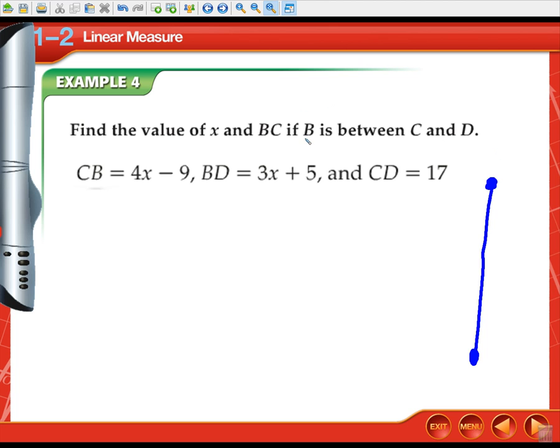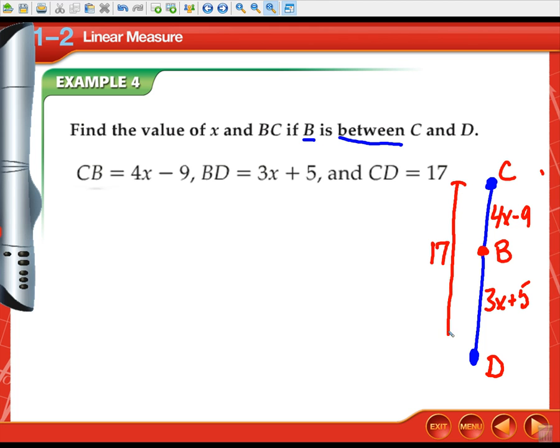And I notice it says B is between C and D. So let's go ahead and put B on here. And if it's between, that means C and D can either be the top or the bottom, doesn't really matter. And they're telling us what all of these are right here in this line. So CB right here, 4x minus 9. BD, 3x plus 5. And CD, the full segment, is 17.